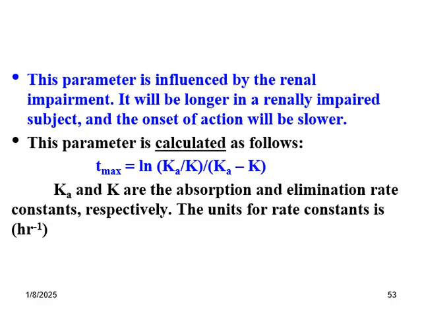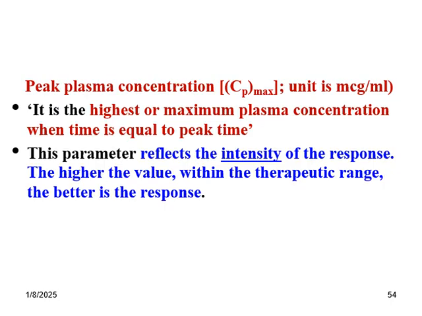And besides the peak time, we also have another parameter we need to consider: the peak plasma concentration, Cpmax. That is the highest plasma concentration, when time is equal to peak time. In the whole curve, the plasma concentration is highest at that point, and the time related to it is the peak time. And this parameter reflects the intensity of the response. The higher the value within the therapeutic range, the better the response.